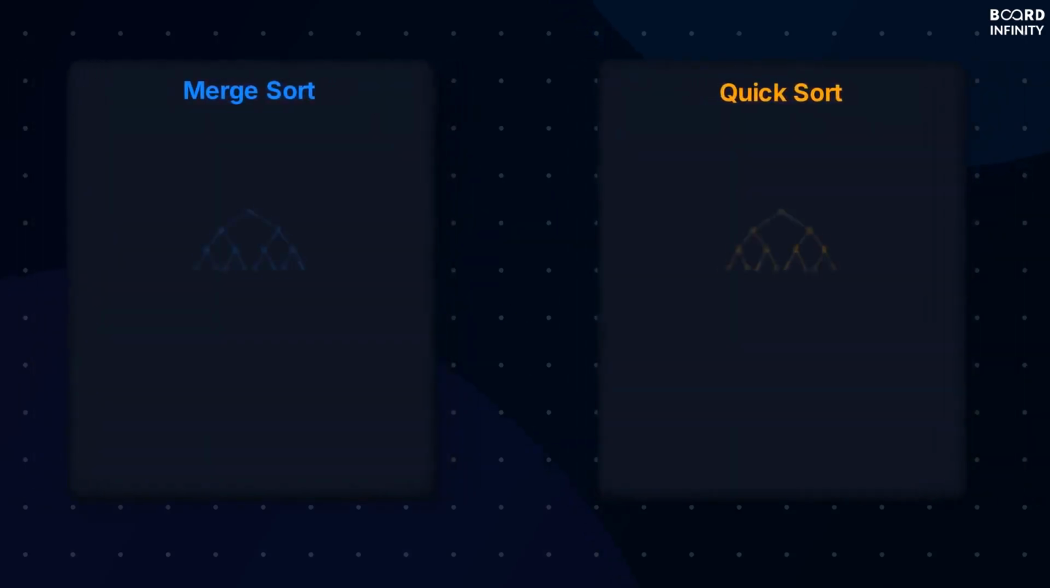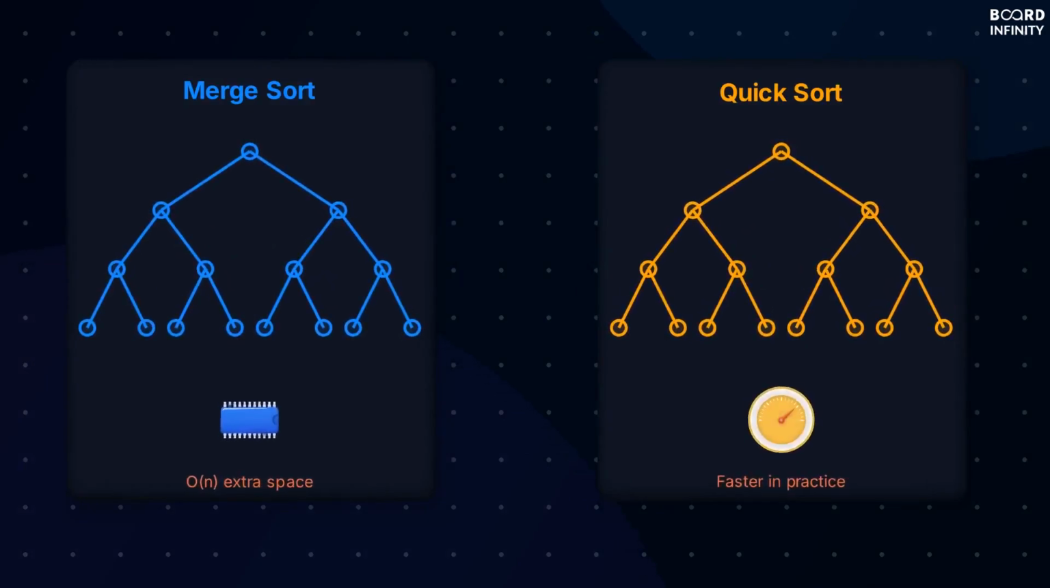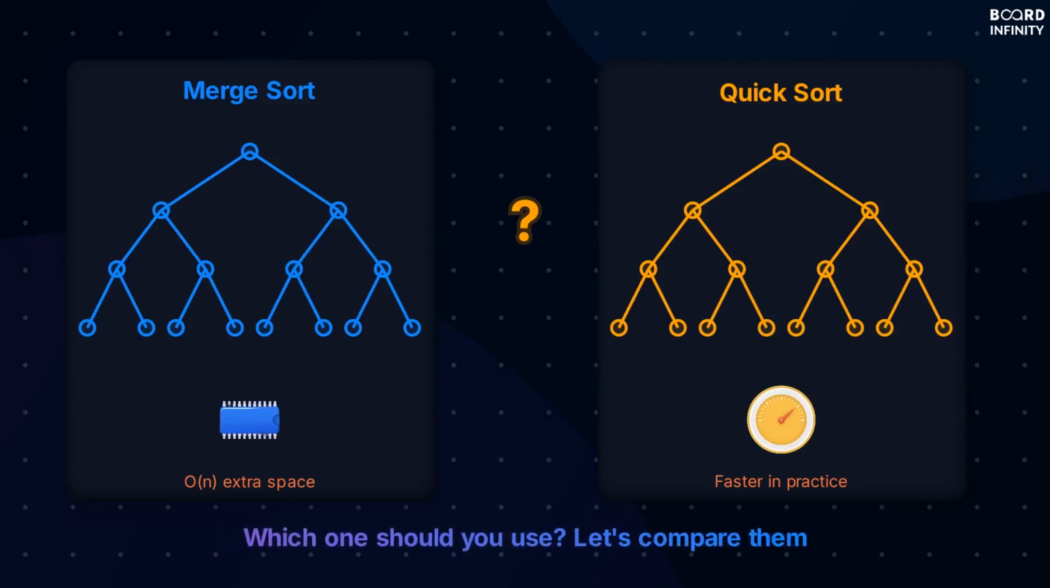Now that we understand the power of divide and conquer, let's look at 2 prominent algorithms that use this strategy: merge sort and quick sort. Both aim for optimal sorting efficiency, but they achieve it through slightly different mechanisms, leading to distinct trade-offs. Understanding these differences will help you decide which algorithm to use when it matters most for your specific application.